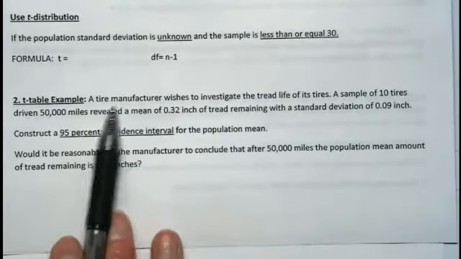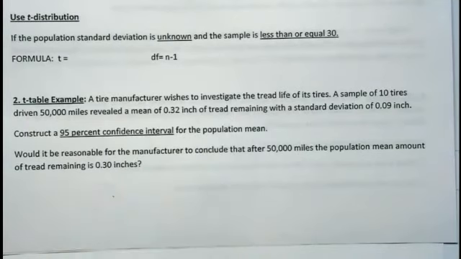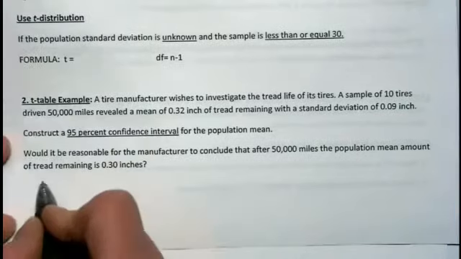A tire manufacturer wishes to investigate the tread life of its tires. A sample of 10 tires driven 50,000 miles revealed a mean of 0.32 inches of tread remaining with a standard deviation of 0.09. Construct a 95% interval for the population. Okay, let's write the givens.